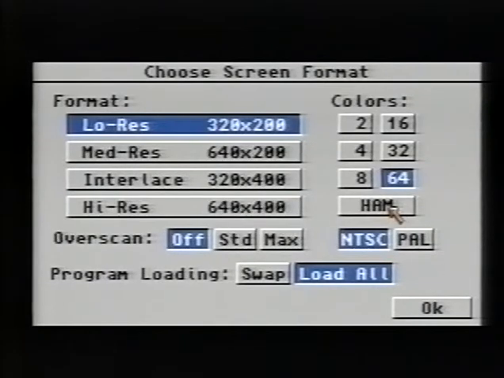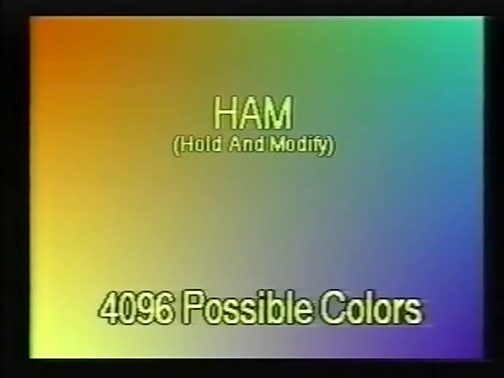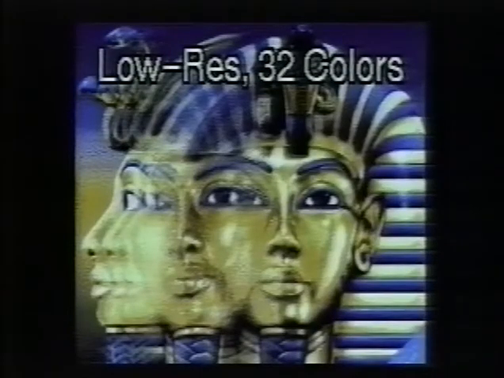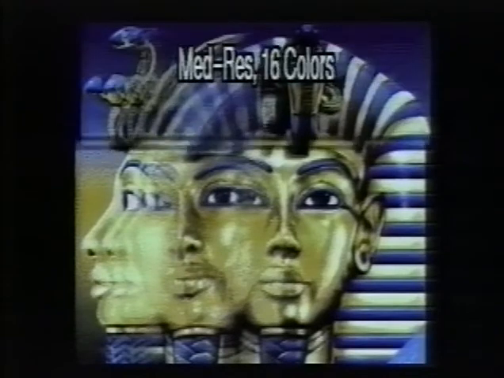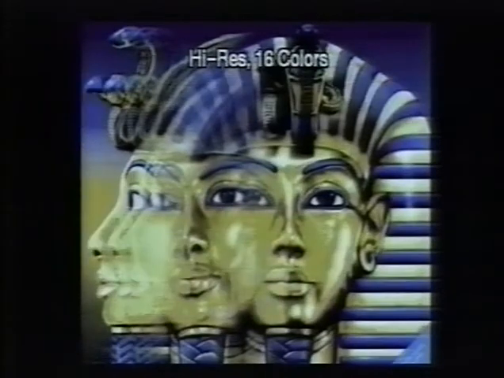A graphic mode now available with the release of Deluxe Paint 4 is the Hold and Modify mode, also known as HAM. In either low res or interlace modes, when HAM is selected, the Amiga can display all 4096 of its colors on the screen. Let's take a look at some of the possible combinations. Notice the changes to this familiar graphic to better understand how mode selection affects the look of your artwork.